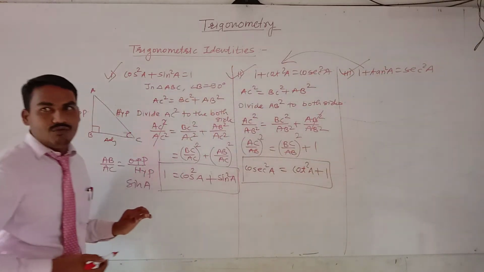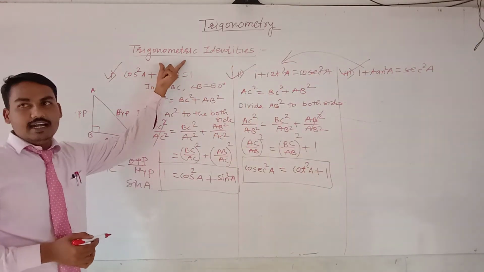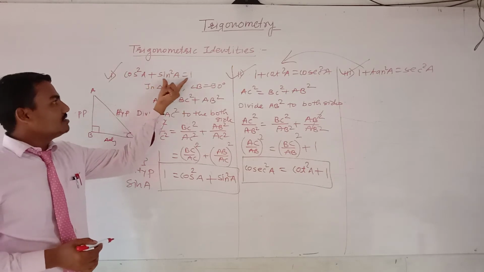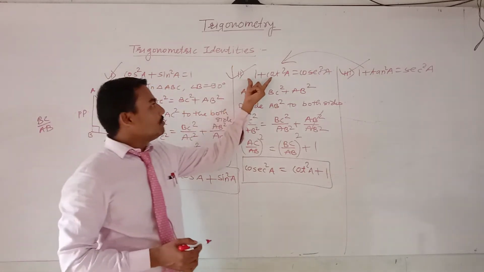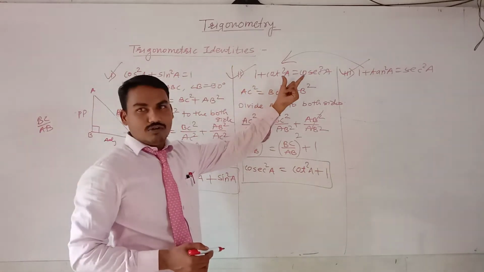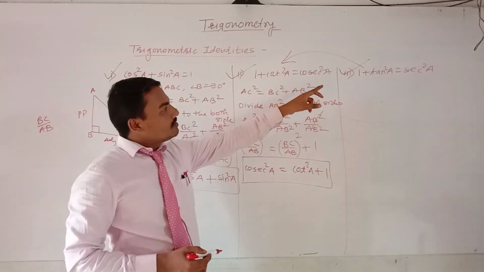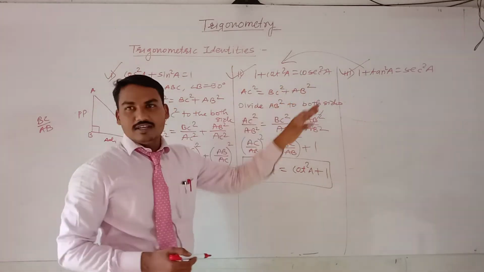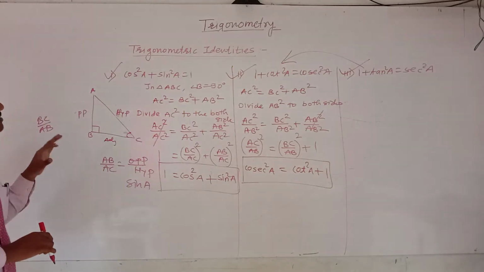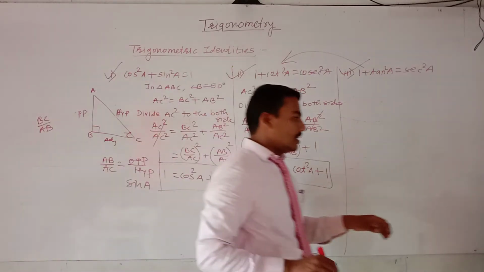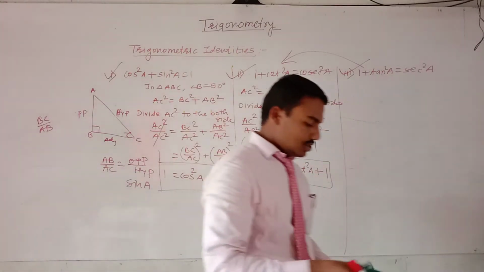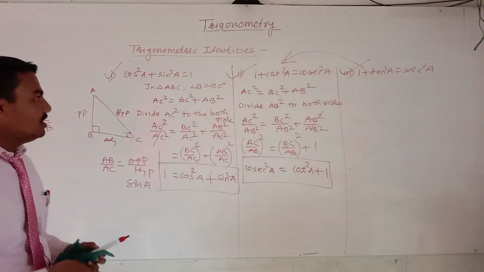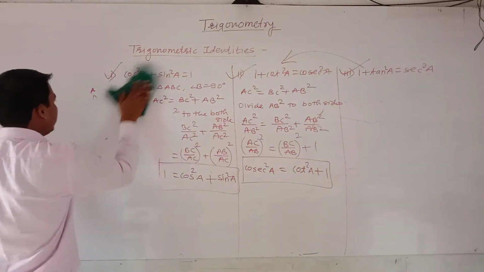So these are the very important and basic trigonometric identities. Cos square A plus sin square A is equal to 1. 1 plus cot square A is equal to cosec square A. And 1 plus tan square A is equal to sec square A. Now these three trigonometric identities I am going to use in the numericals. So these are the very important numericals we have to see now.